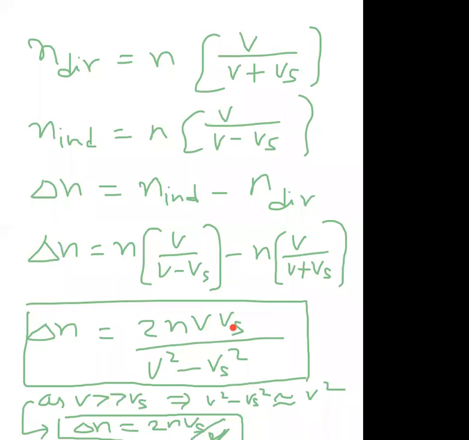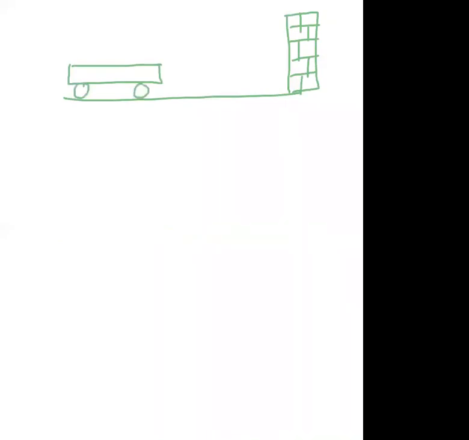One more important situation of the Doppler effect is the wall reflecting case. Very important one. This is the wall here. Now source and observer are both in the car only. That is, the source is inside the car and the observer is inside the car itself.